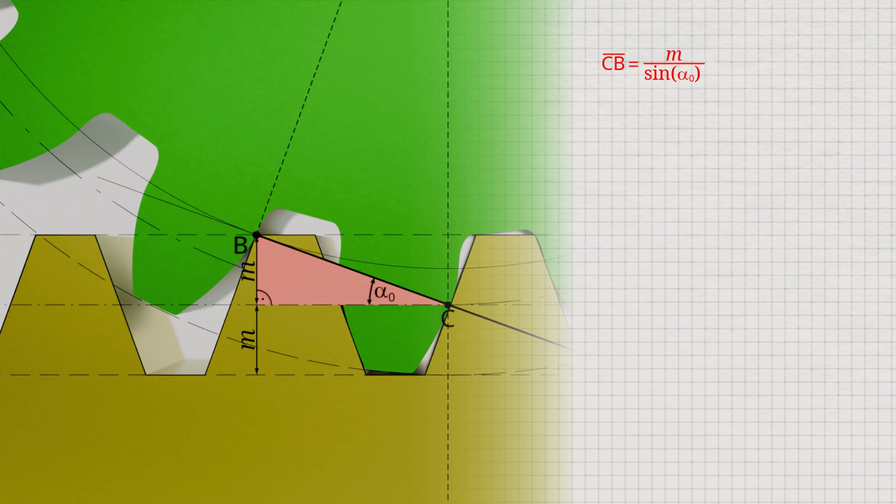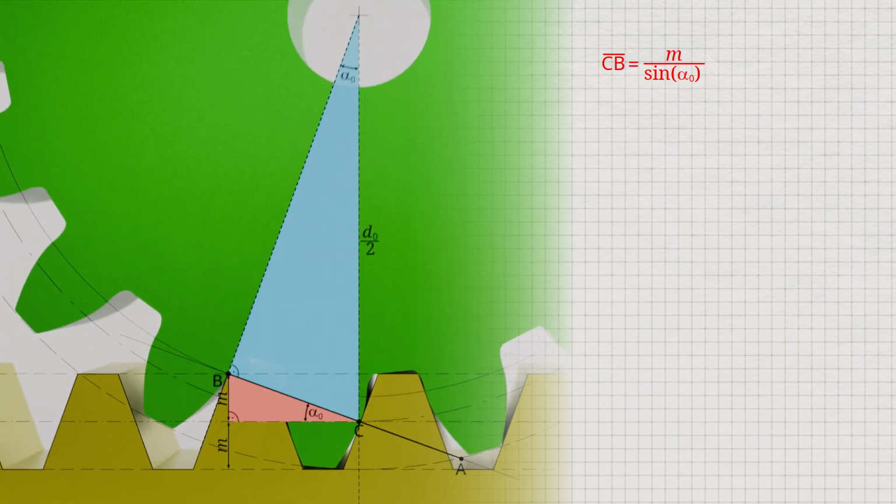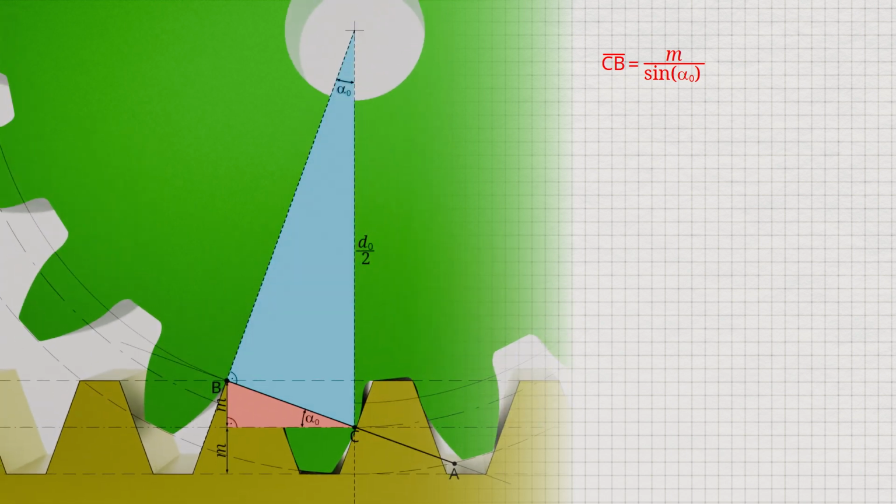The distance CB can also be determined from the pitch circle radius R0 or the pitch circle diameter D0. For this purpose, let's take a closer look at the blue right-angled triangle. The distance CB results from the product of the pitch circle radius, or half of the reference pitch circle diameter D0, and the sine of the standard pressure angle alpha 0. The reference pitch circle diameter is the product of the module M and the number of teeth Z, which in this case corresponds to the minimum number of teeth Z-min.